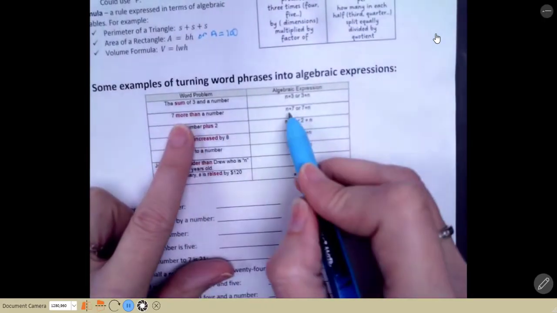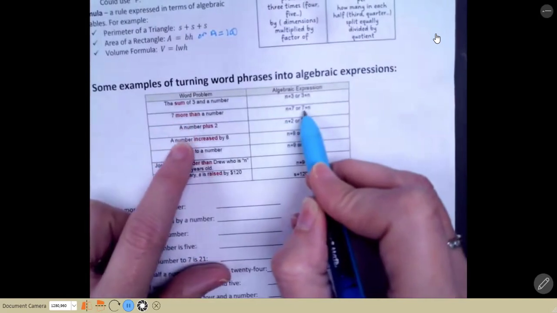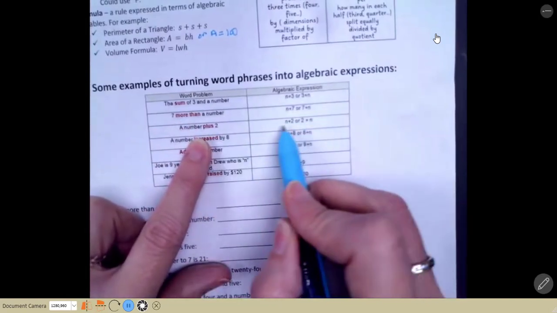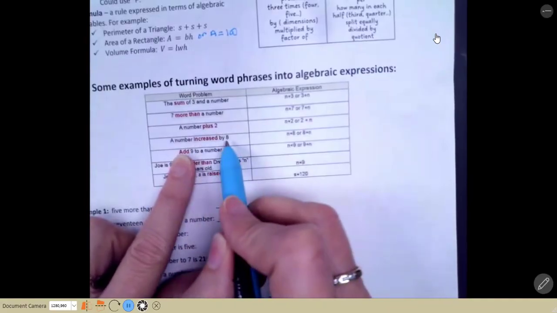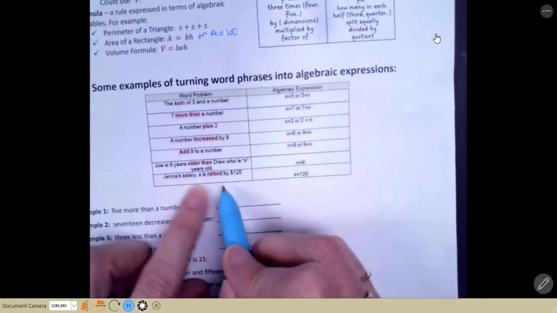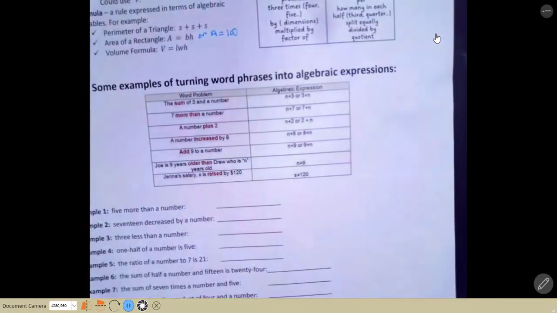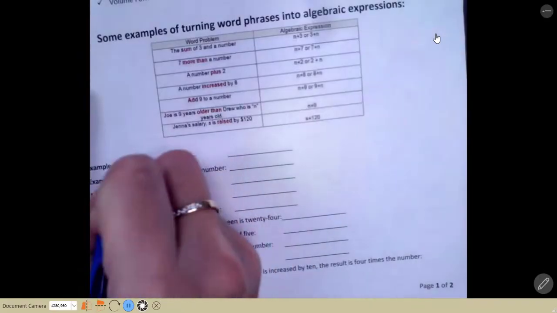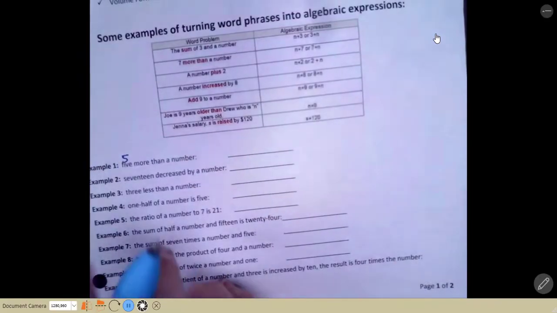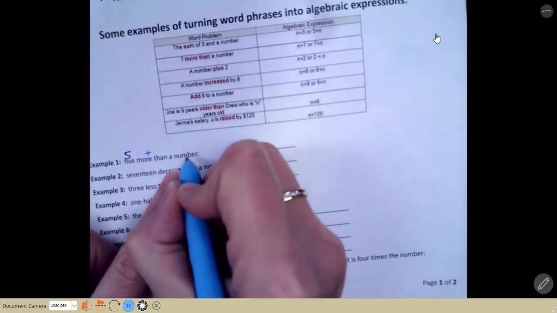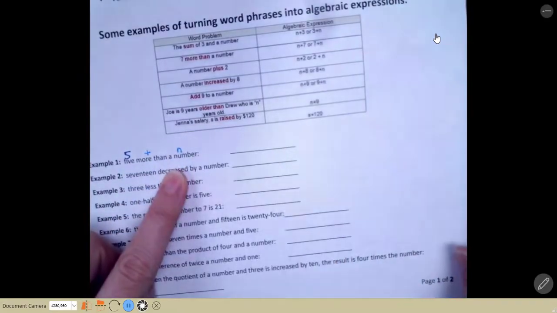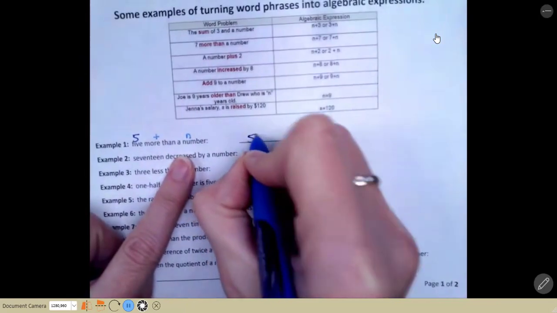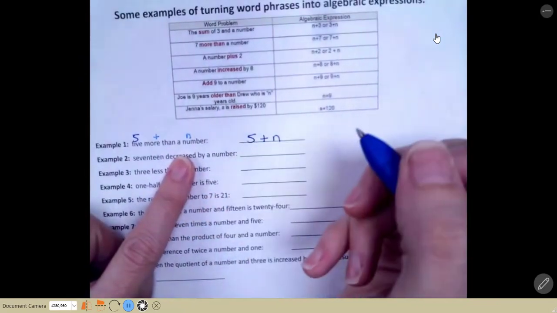7 more than a number also means adding. A number plus 2 also means adding. A number increased by 8 also means adding. So all of these are adding phrases. Okay, let's go down to some examples. 5 more than a number. So 5, and then we said that more than means addition, and we could use n for the number. So this would be 5 plus n or n plus 5.